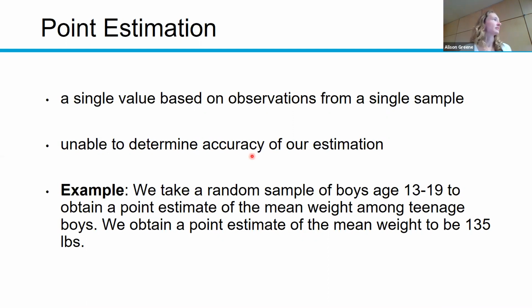So as an example, this looks like we take a random sample of boys aged 13 to 19 to obtain a point estimate of the mean weight among teenage boys. We obtain a point estimate of the mean weight to be 135 pounds. If you're just doing point estimate, that's it and you're done. But again, you aren't really able to draw conclusions about the uncertainty or how accurate this is in relation to the true estimate.